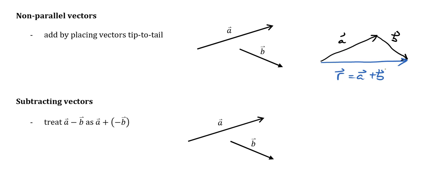Treat A minus B as A plus negative B. That seems strange. Like, why wouldn't I treat it that way? It means the same thing. But what does negative B mean? It means I take the B vector and I draw it the other direction, right? So this is negative B.